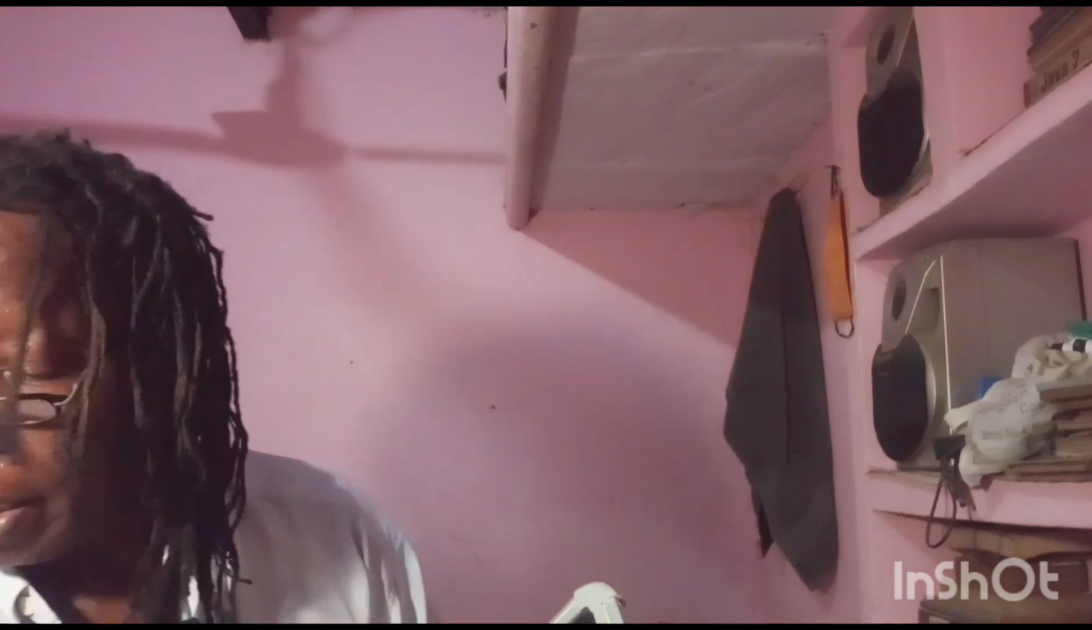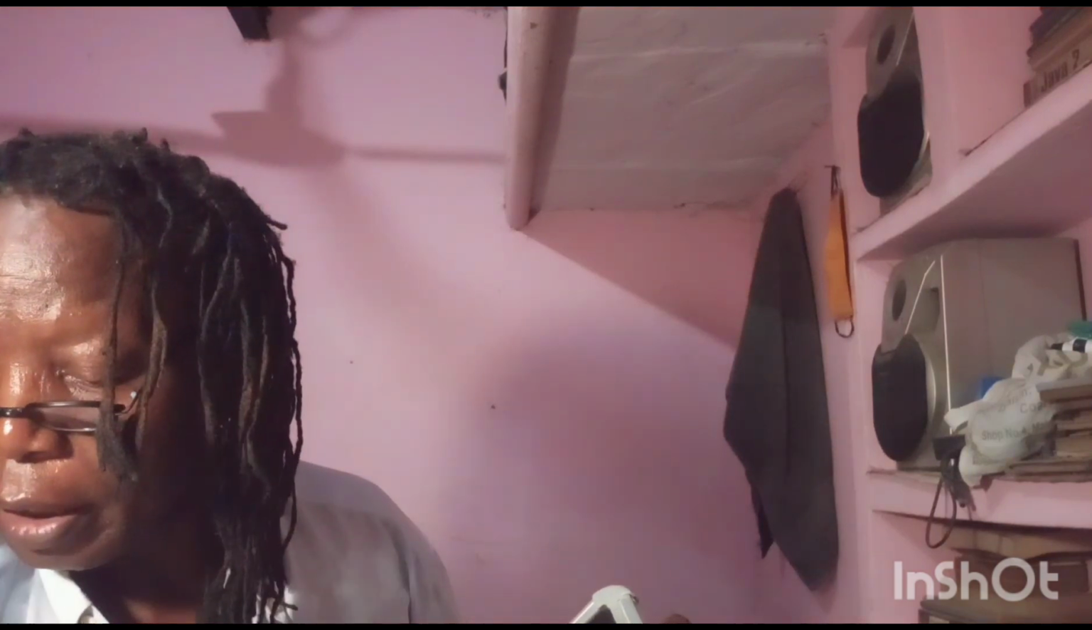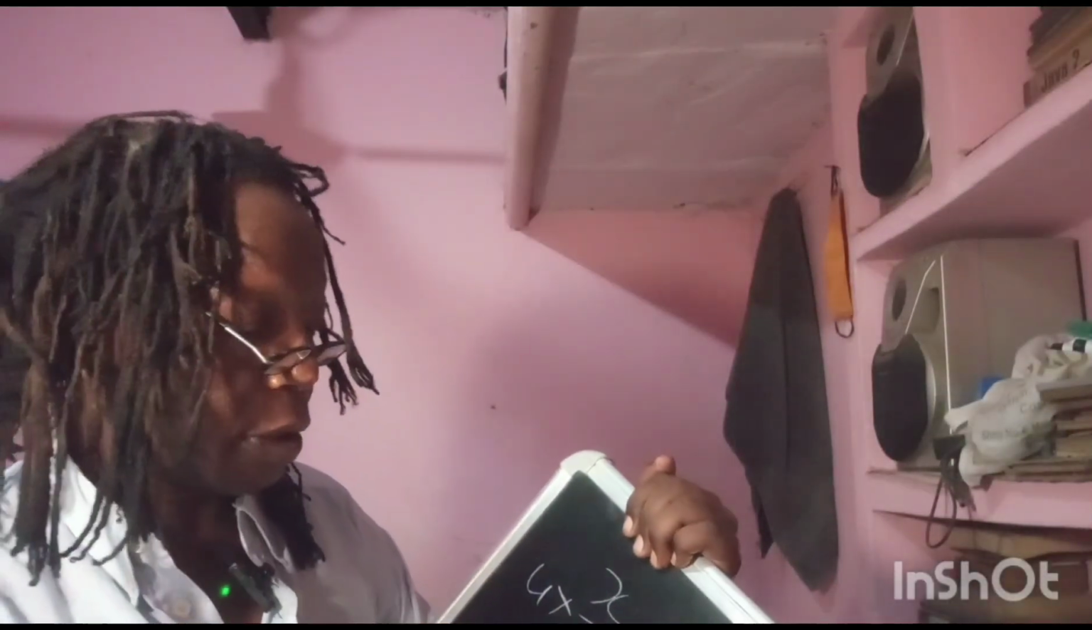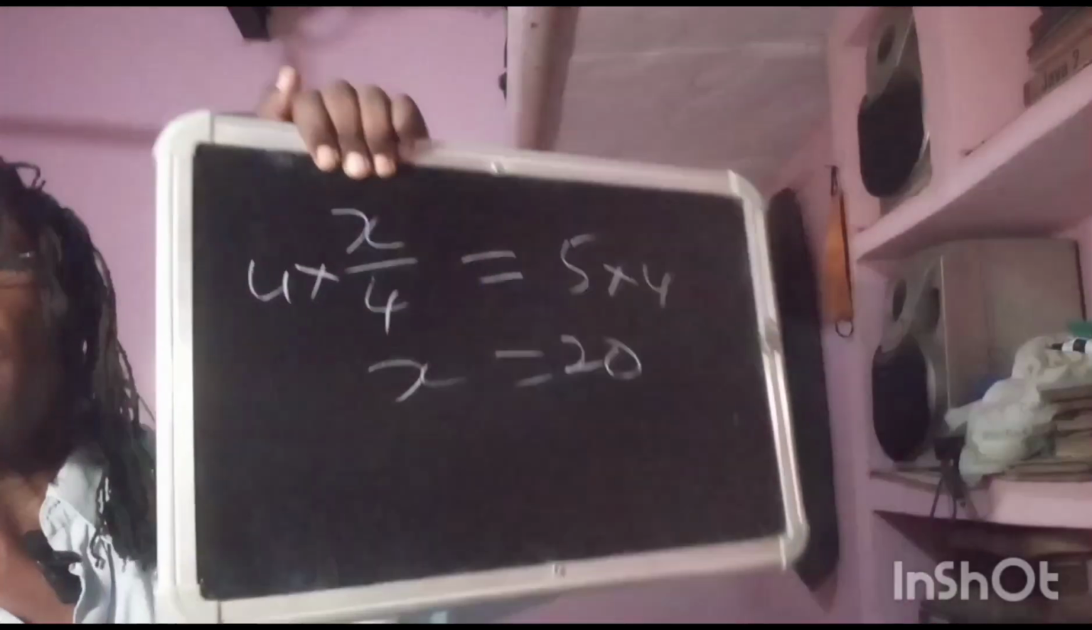Let's say x over 4. x over 4 is equal to, let's say, 5, for example. So what's the value of x? You multiply both sides times 4, then x will be equal to 20, like that. It's pretty simple stuff, you know. You can write any value.